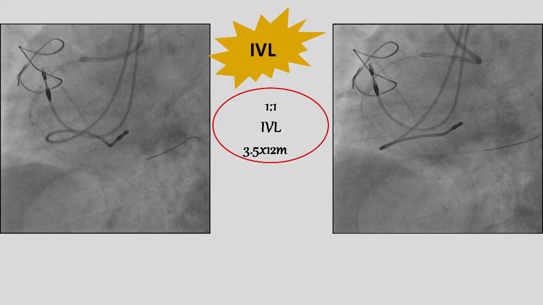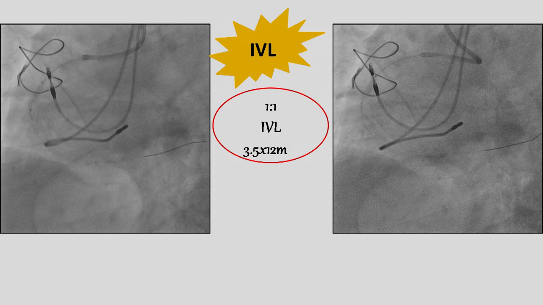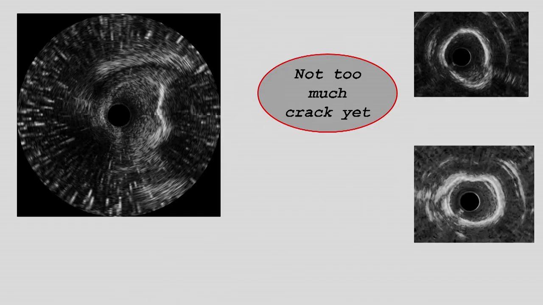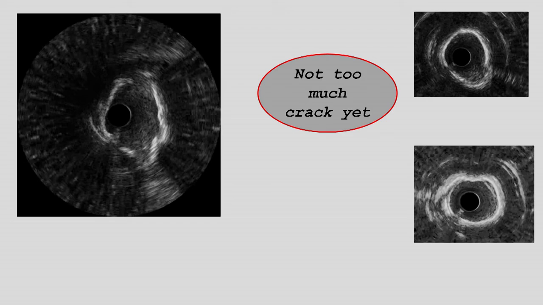So this IVL, you see that 1:1 you have to take, and it's a 3.5 IVL. Initially, after 30 pulses even, the balloon was still not uniform. Even the IVL balloon was not properly inflated. So not too much crack I have seen even by IVUS. Still calcium is there and need more pulses.